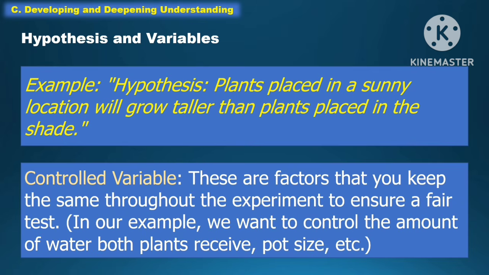Controlled variable, these are the factors that you keep the same throughout the experiment to ensure a fair test. So in our given example, we want to control the amount of water both plants receive and the pot size and etc.